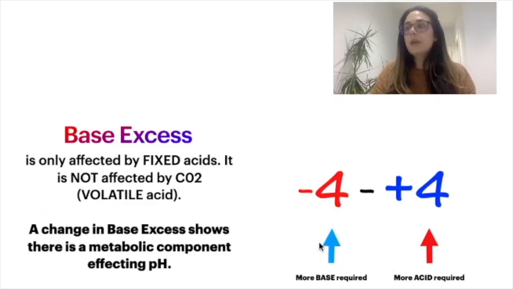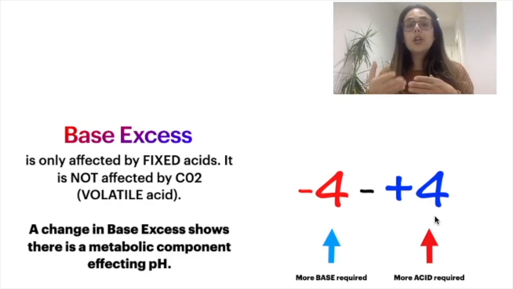And the good thing about base excess is, if the base excess is out of those values, so either lower than -4 or higher than +4, it is telling you that there is a metabolic process going on. And that's because base excess is only affected by fixed acids.